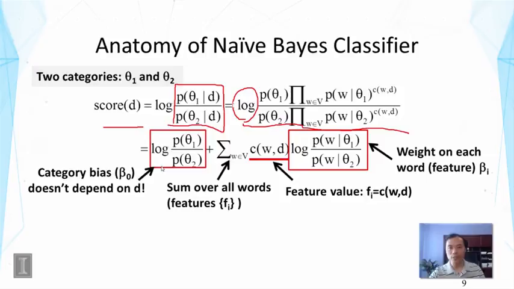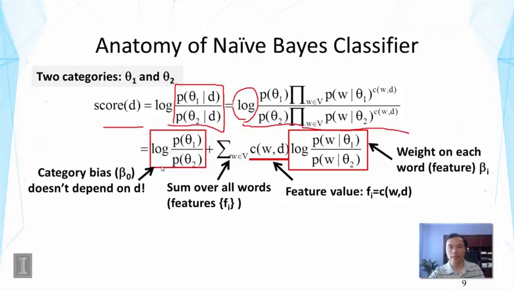Now if you look at this ratio, this weight, it's basically based on the ratio of the probability of the word from each of the two distributions. Essentially we're comparing the probability of the word from the two distributions. And if it's higher according to theta 1 than according to theta 2, then this weight would be positive. And therefore it means when we observe such a word, we'll say that it's more likely to be from category 1. And the more we observe such a word, the more likely the document will be classified as theta 1.